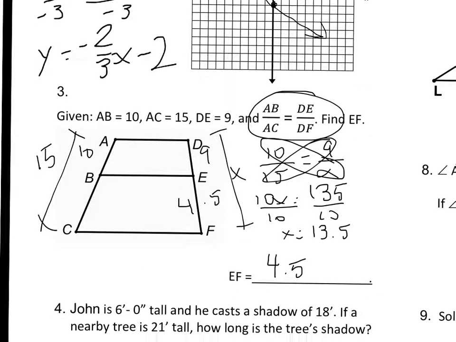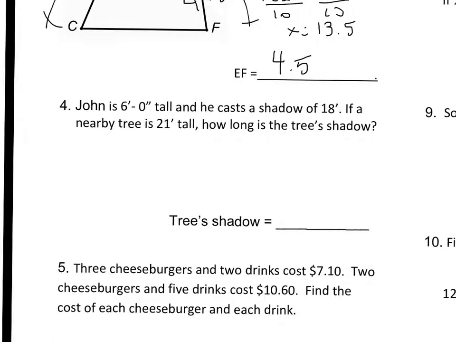Okay, here we go. Moving on to question number 4. Another proportion. This deals with the shadow and the height. Okay, so we have a height of 6 feet, casts a shadow of 18 feet.